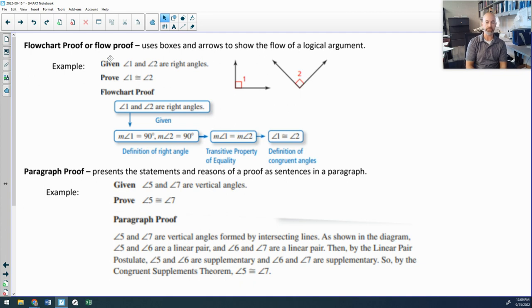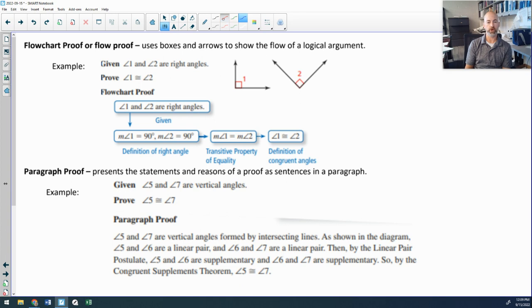Oh, I'm sorry. Before we get into examples, we will talk about the other types of proofs. There's one that is a flow chart. And you can see the flow chart right here. You just draw arrows from one step to the next to show your thought process, whatever order you thought through or logically came to a conclusion.